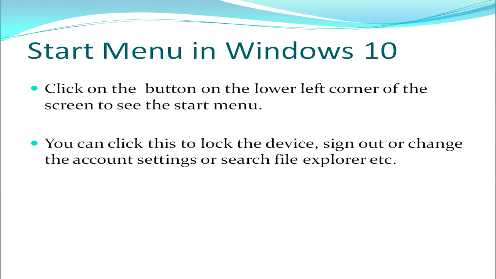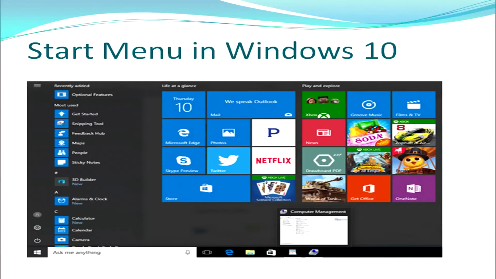Every window operation that we have been seeing till now has got a start menu. So, Windows 10 also has a start menu. It is present on the lower left corner of the screen. You can click this to lock the device, sign out, change the account settings, or search File Explorer, or even choose any of the applications that you want to run, and so on. So, you can see the start menu coming up here. It is showing the applications, it is showing the power button. You can select any of the applications and do the work that you want to perform.